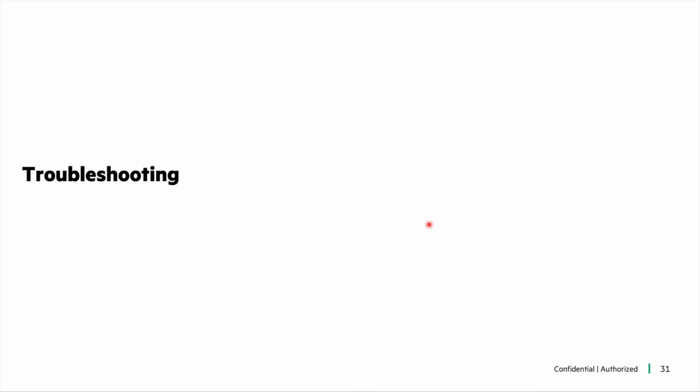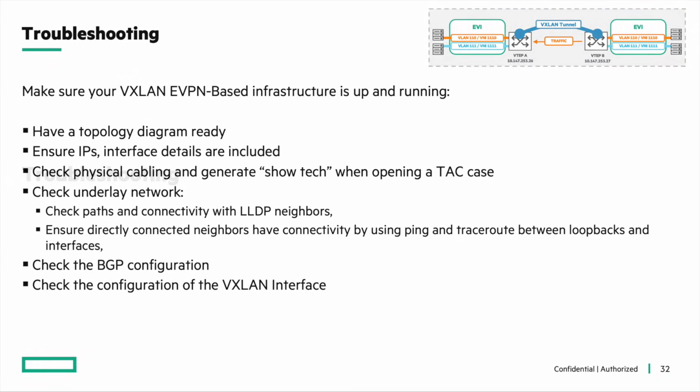Now let's move forward with the troubleshooting part. In case of an issue, the first step is obviously to check if your VXLAN EVPN-based infrastructure is up and running. So check your topology, ensure your IPs and your interface configuration, check the physical cabling as well, check your underlying network, check the BGP configuration, and obviously check the configuration of your VXLAN interface.